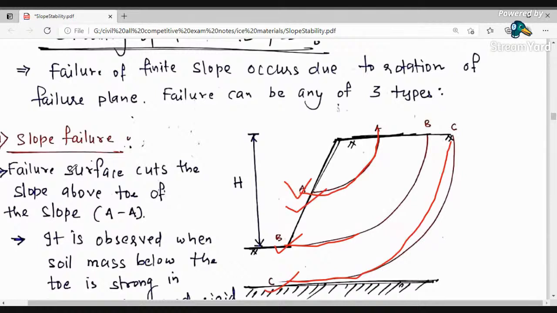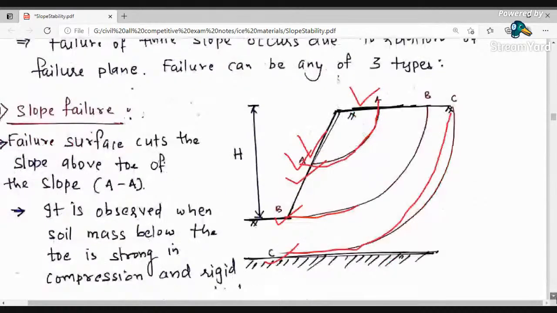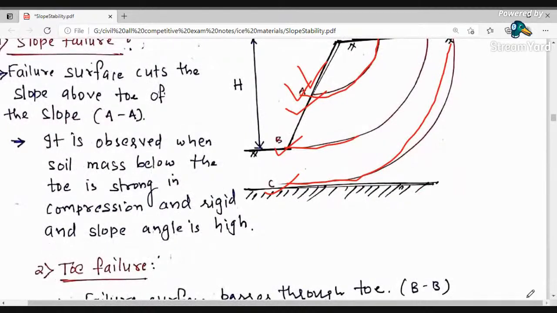First failure is slope failure. The failure surface cuts above the toe of the slope, so if it cuts above the toe, then it is known as slope failure. In this figure you can say that it is slope failure. It is observed when the soil mass below the toe is strong and rigid and the slope angle is high.